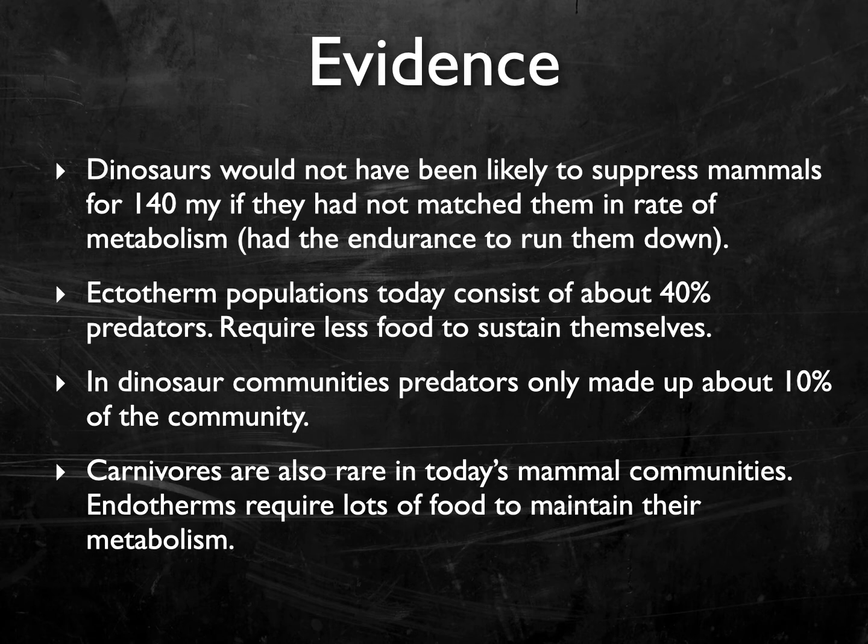Dinosaurs very likely would have been unable to keep the mammals down for 140 million years if they were cold-blooded. Mammals are some pretty killer things. I mean, we're powerful creatures. It didn't take much for us to rise to dominance. But if dinosaurs were cold-blooded, it's very unlikely they would have been able to suppress mammal evolution like they did, right? So we have to assume that dinosaurs definitely had the endurance and the power to run down those early mammals and snack on them.